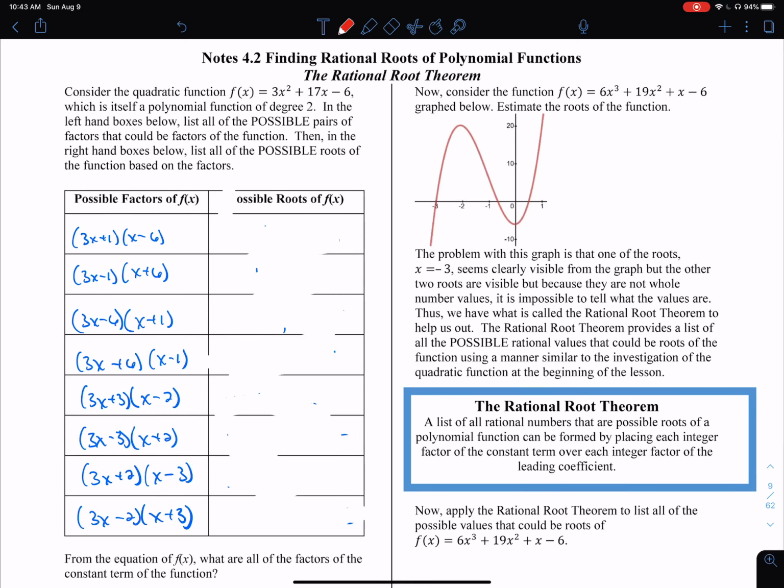PreAP PreCalculus, Notes 4.2, Finding the Rational Roots of Polynomial Functions. Really what this section is all about is the rational root theorem. Going to come at you sideways here a little bit.